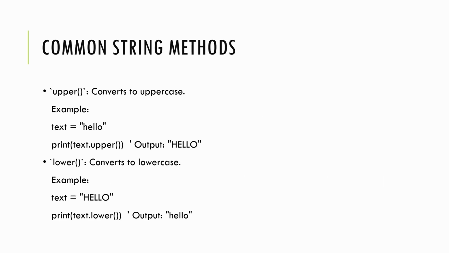Python strings come with many built-in methods. One useful method is upper, which converts all characters in a string to uppercase. For example, "hello".upper() would output HELLO with capital letters. Similarly, .lower converts all characters to lowercase. So "HELLO".lower() will give us the result hello with all characters in lowercase letters. These methods are handy when normalizing strings.